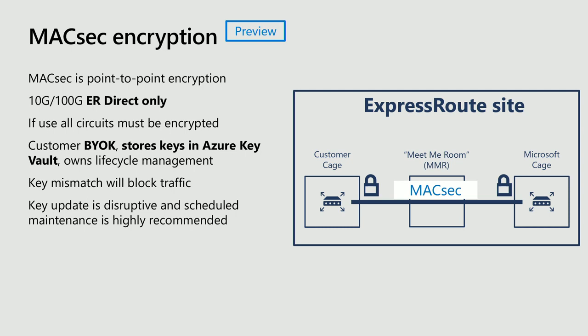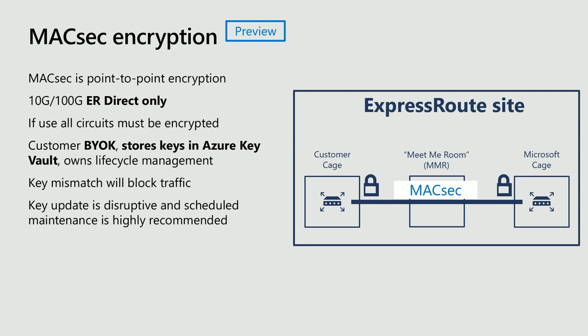Another nice thing we add is that if there's a key mismatch, meaning the key on your router and the key on the Microsoft router don't match, we will block the traffic. We will drop all connectivity. So you don't have to worry that a human misconfiguration, if some admin misconfigures the key, will expose your confidential data on this link. Because if there's a mismatch, we just drop the connectivity.